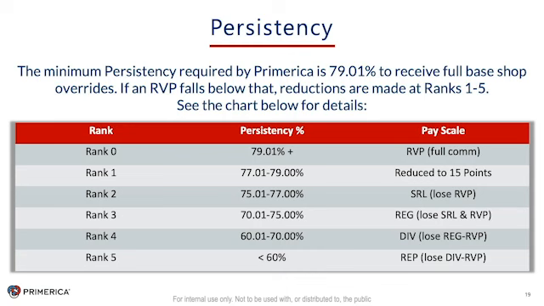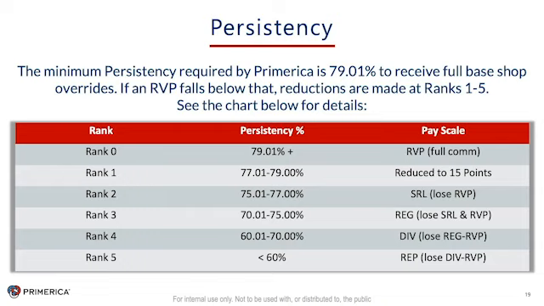On this screen, you'll see the minimum persistency required is 79.01% to receive full base shop overrides. If your persistency drops below 79.01%, we will actually reduce your commissions. We'll use the 110% contract as an example: you'll go from an RVP getting paid a 110% contract down to a 95% contract.